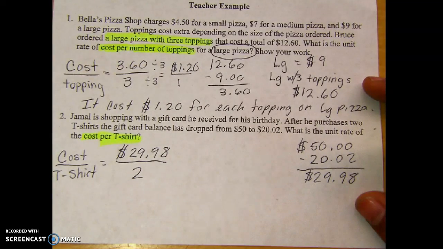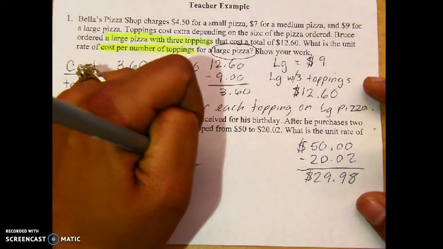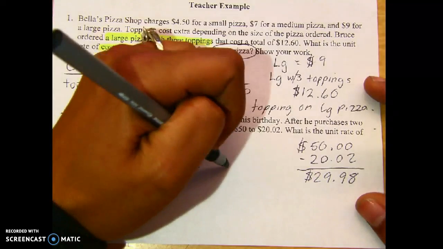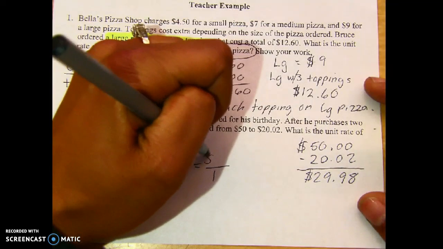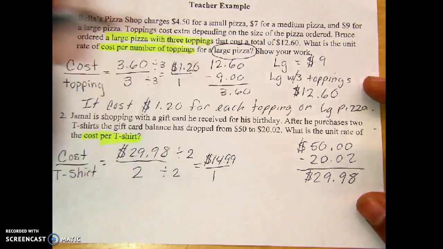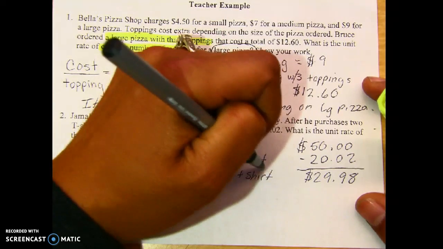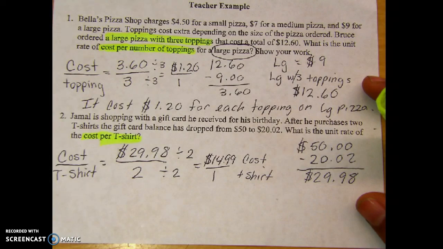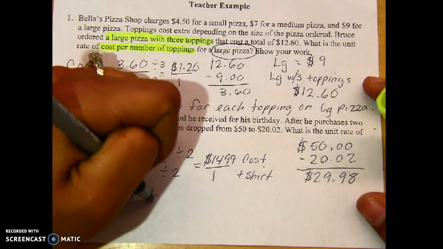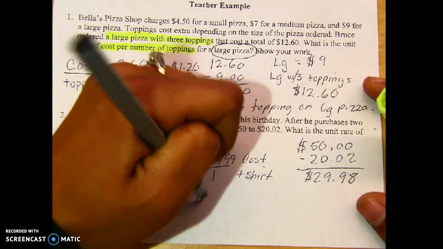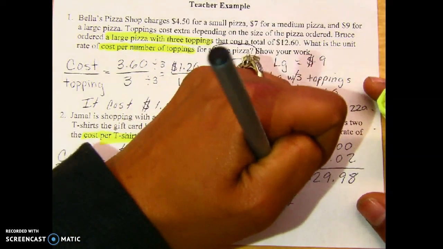Now my question again says unit rate. I'm going to divide by the denominator because that is going to give me the cost for 1 t-shirt. 2 divided by 2 is 1. And when I divide by 2, I'm going to get $14.99. So that's the cost for 1 t-shirt. So for my sentence of reasoning, it cost Jamal $14.99 for 1 t-shirt.